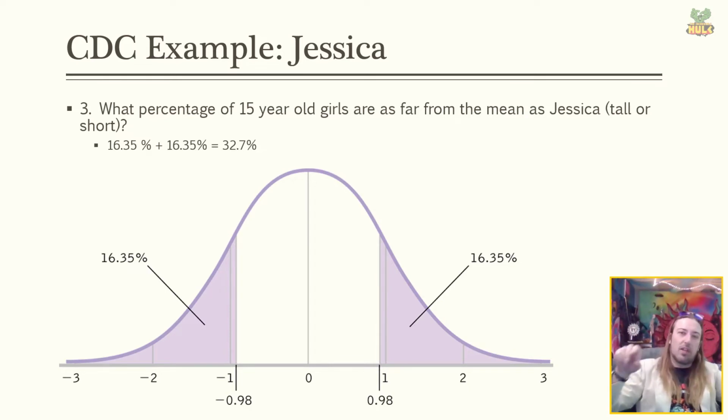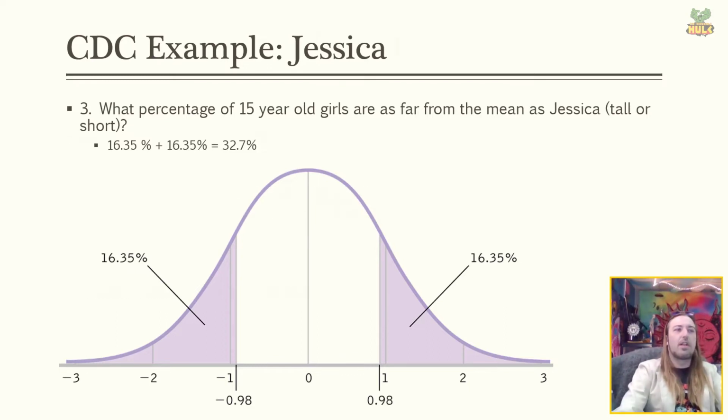Well, we already calculated the tail in the last example, so we know it's 16.35% above Jessica, which means if we had a negative z-score, there'd be 16.35% below that z-score as well. So combined, you get a 32.7. So roughly a third of the population is that different from the mean, right? The same level of different from the mean that Jessica is.